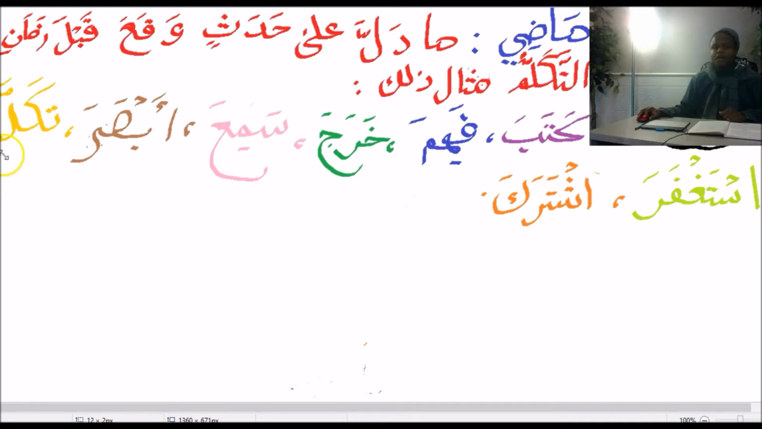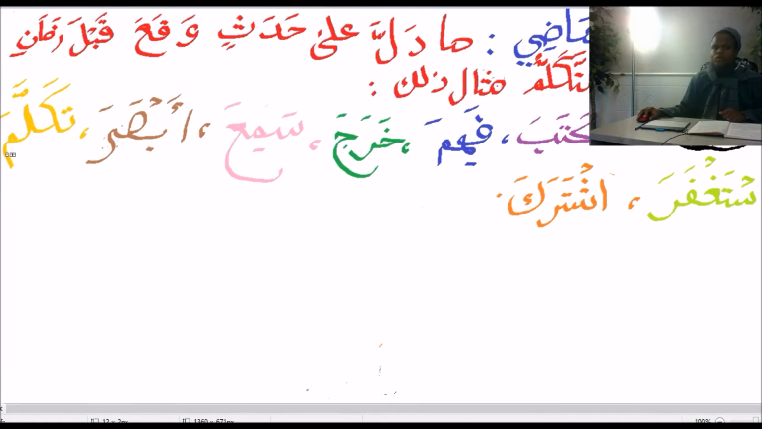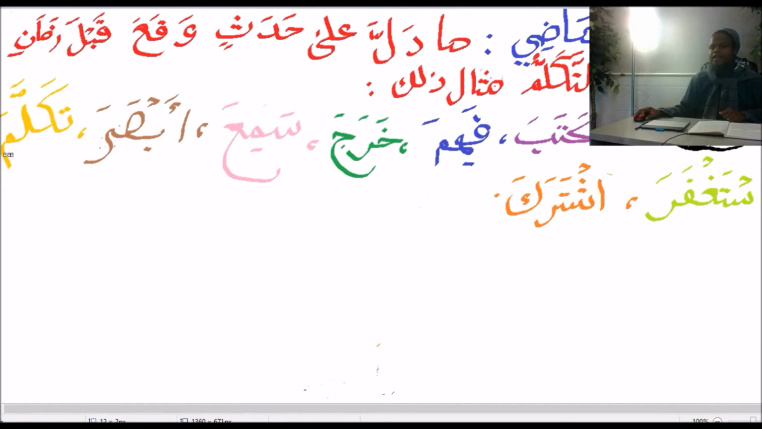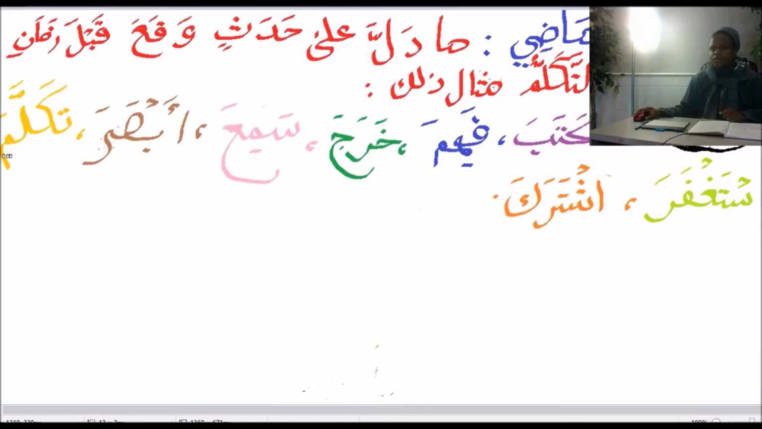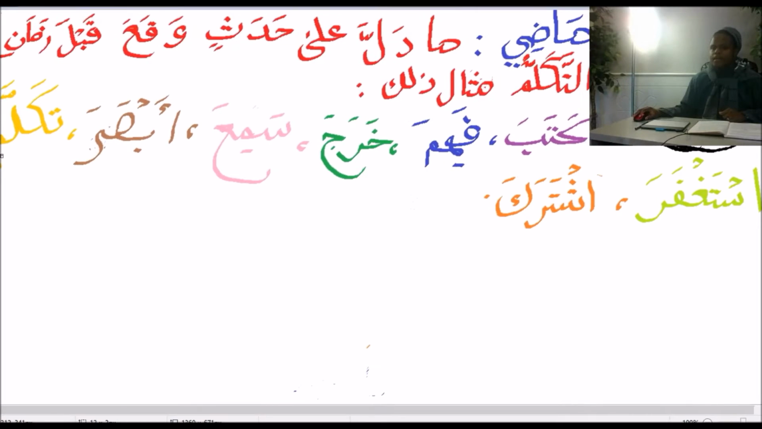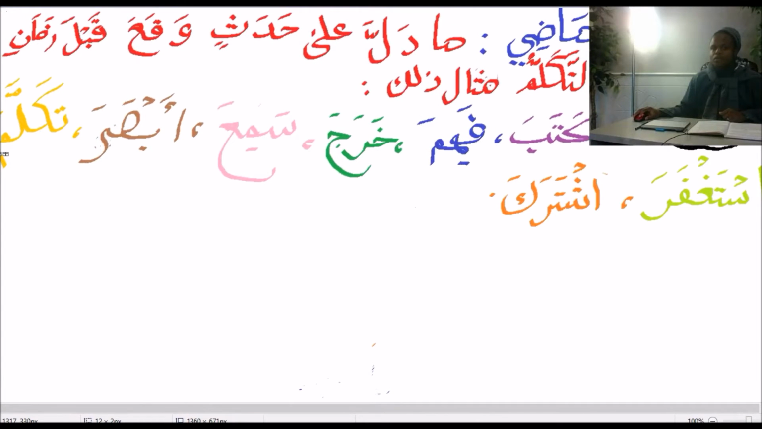Likewise, ishtaraka, he paired or he partnered with someone in something. So for us to understand these amthila, these examples, it's very, very pertinent, very important to understand these examples. كتب فهم خرج سمع أبصر تكلم استغفر اشترك.